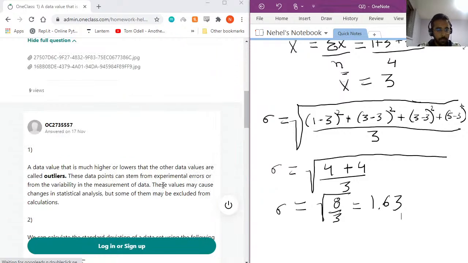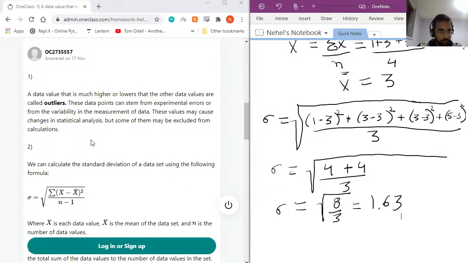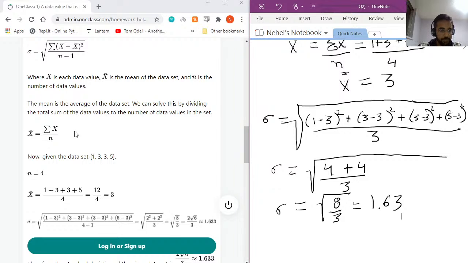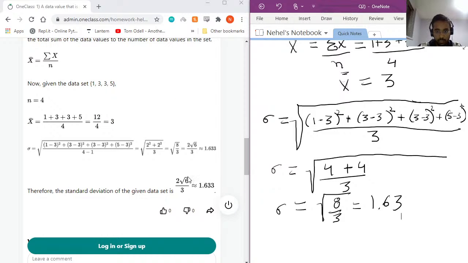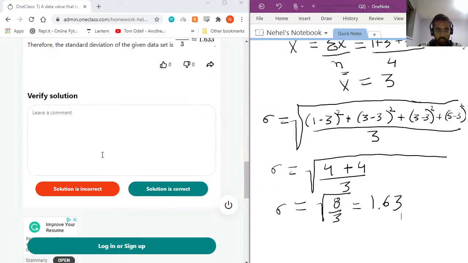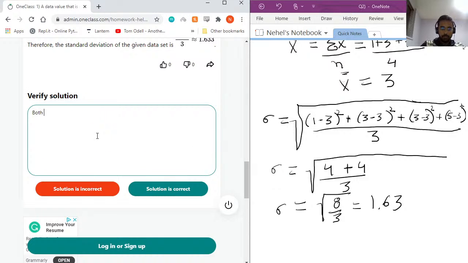Alright, so they have correctly outlined that outliers are data caused by experimental errors or just some wrong data, in some cases errors while collecting the data. And for the second question, the answer was square root of 8 over 3, which is also 1.63. Both the answers.